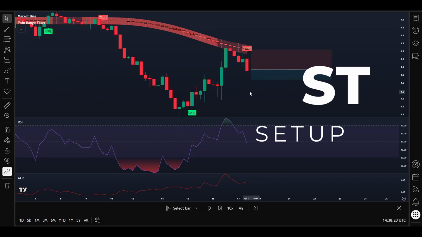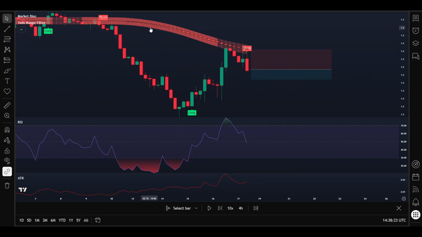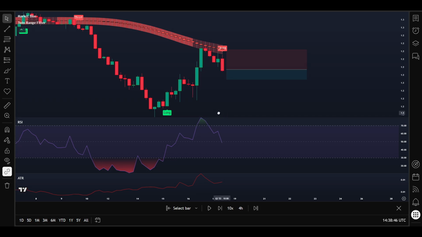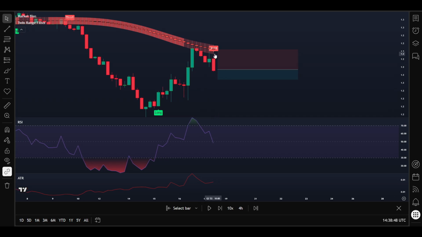Short setup checklist. Trend. Market bias ribbon is red and price is trading below it. Pullback. Ribbon flips from bright red to dark red. During the pullback, price must not close above the ribbon. Any close above invalidates the setup. RSI condition during the pullback window. RSI line rises above 70, overbought in a downtrend. Trigger during the pullback window. Twin range filter prints a sell signal before the ribbon returns to bright red.